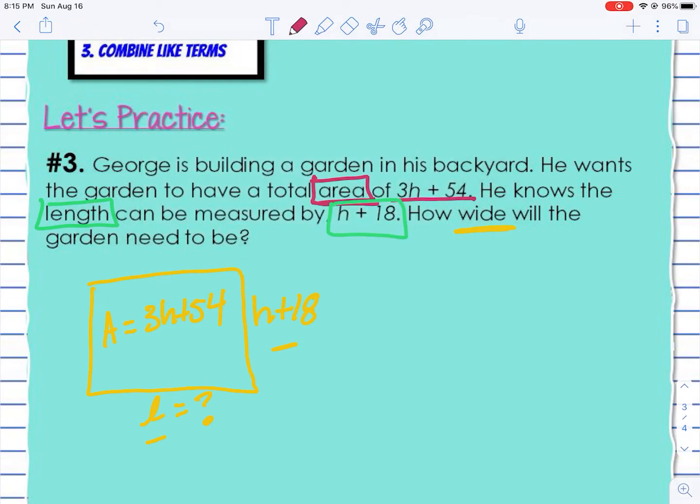Okay, guys? We know that we had some number, we don't know what it was, and we multiplied it times our width. So we had a length, and we said times, that's what parentheses mean, times this number here, or this expression, h plus 18. And we got this value here for area.